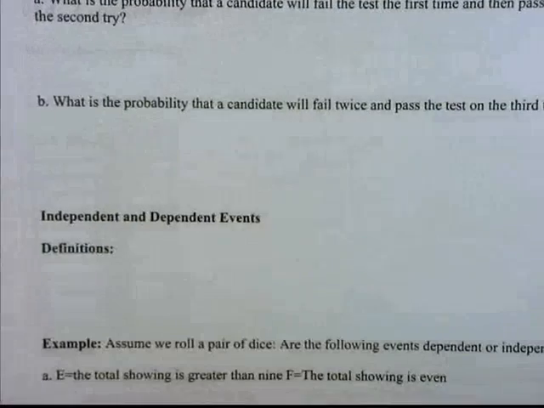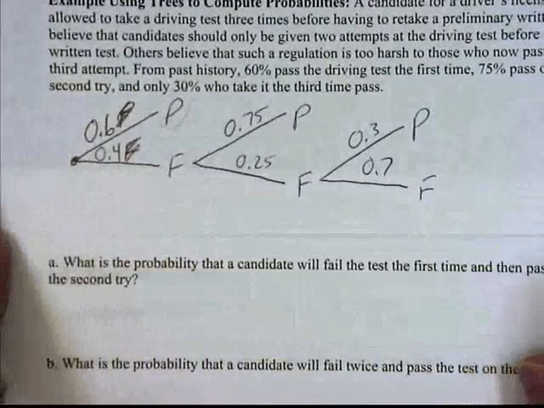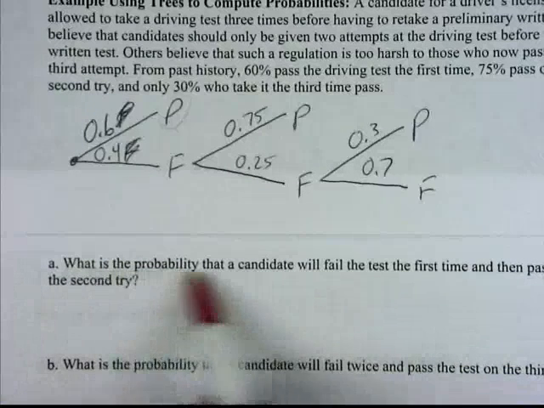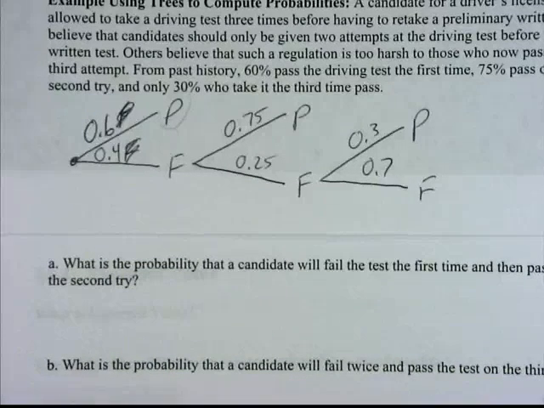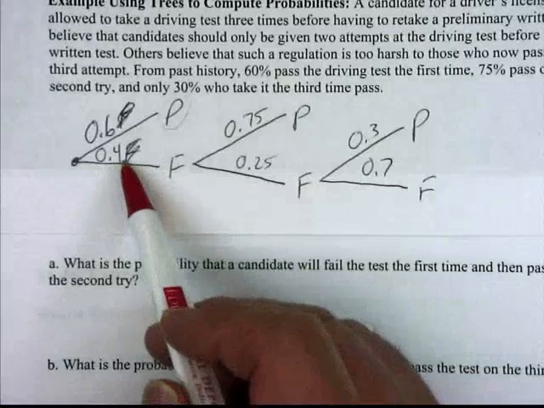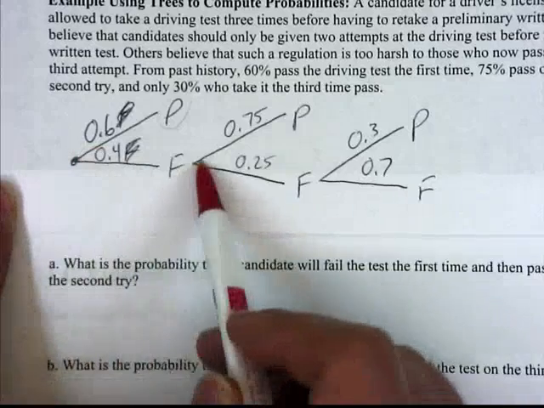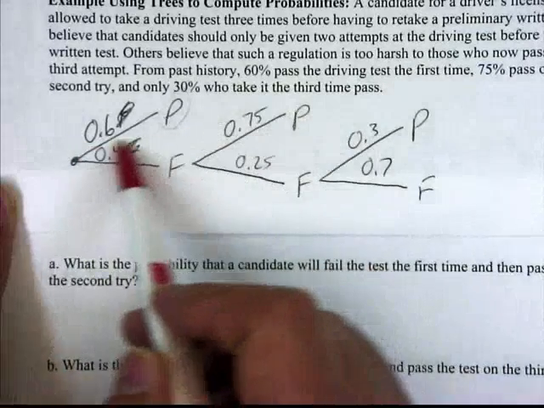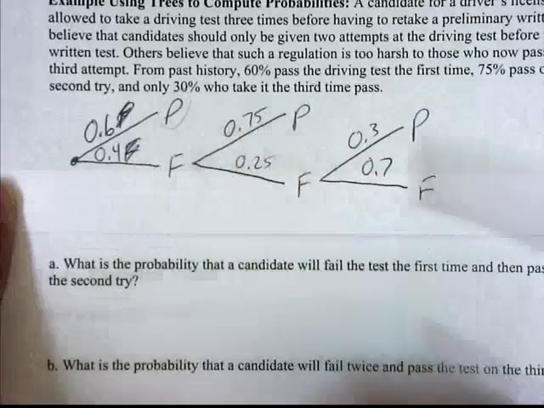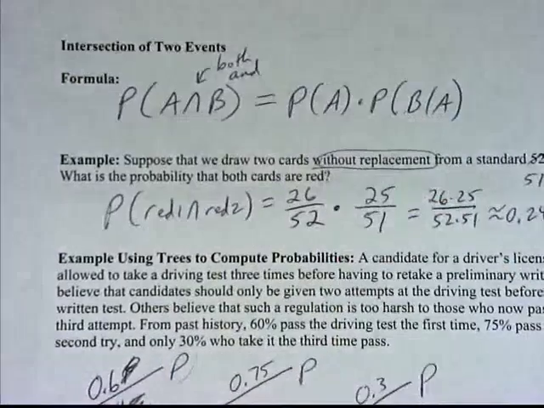So let's go to the next page, and here are the questions that go with this. First, what is the probability that a candidate will fail the test the first time and pass the test on the second try? So what has to happen is they have to do this first, and then they have to do that. So we've got an and here. Anytime we've got an and, we're going to multiply those probabilities.